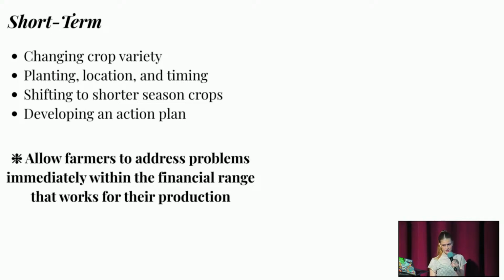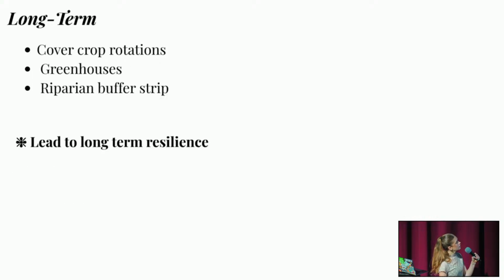Based on my research and the interviews that I conducted, I found that these strategies were ones that worked for the farmers. Changing crop variety, planting location and timing, shifting to shorter season crops, and developing an action plan. These allow farmers to address problems immediately within the range that works for their production. The long-term ones that were beneficial were cover crop rotations, greenhouses, and riparian buffer strips. Ultimately, these are the goal as they lead to long-term resilience, but they do take time to build.